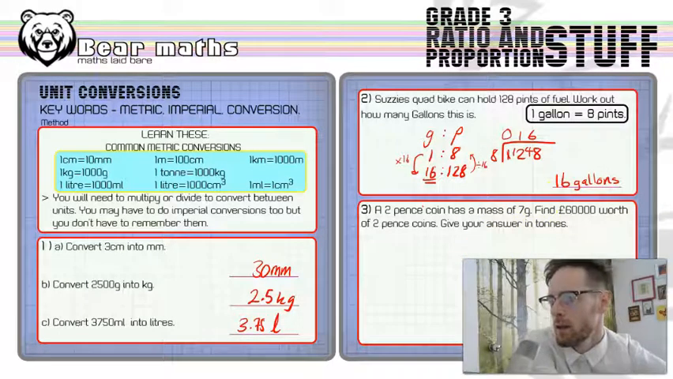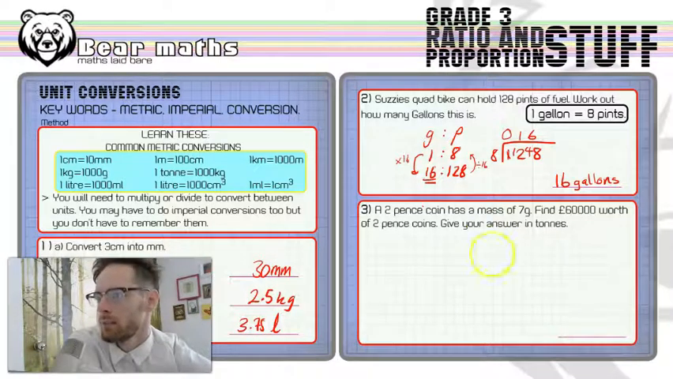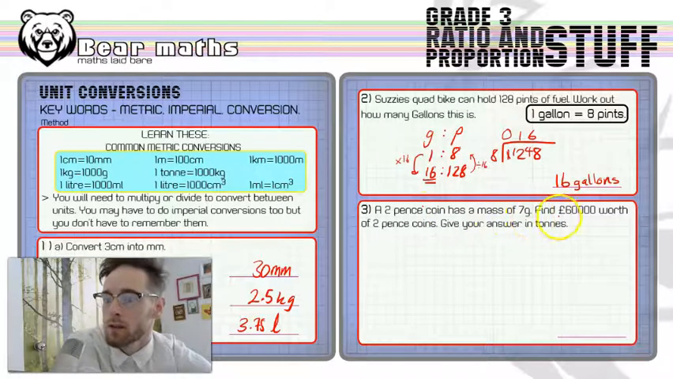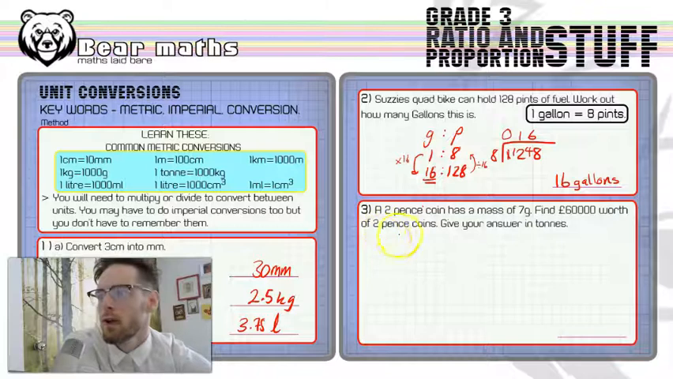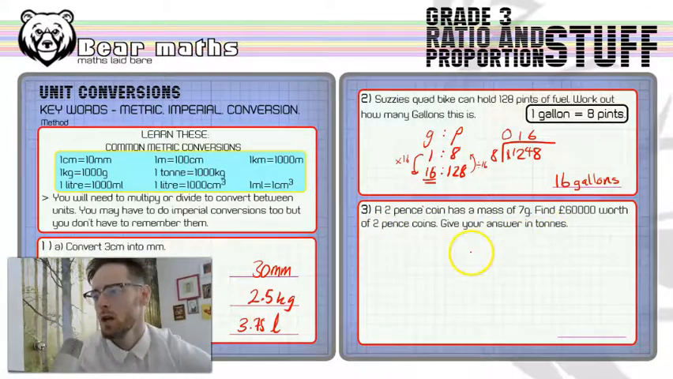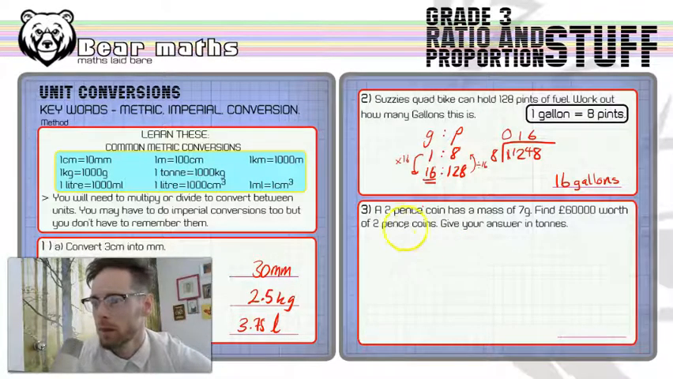Right, let's have a look at a third and final question then. Slightly more tricky. So a 2p coin has a mass of 7 grams. I've got to find £60,000 worth of 2p coins and give the answer in tons. So you might get a calculator for this one, you might not. Let's see what we can do with it.